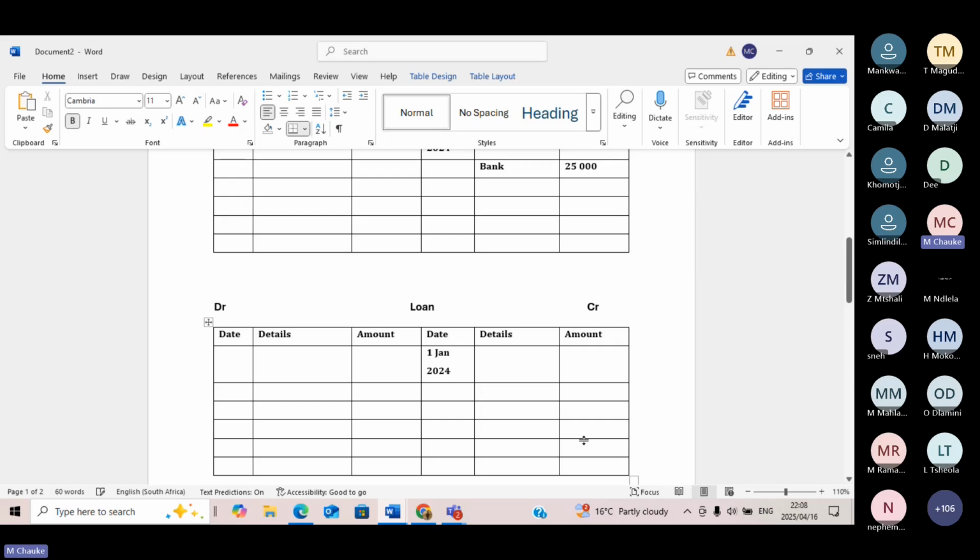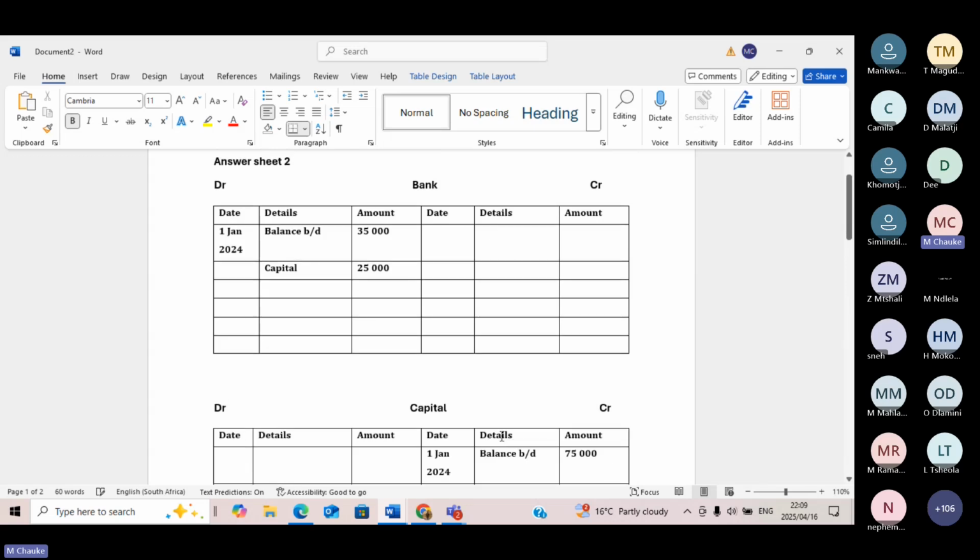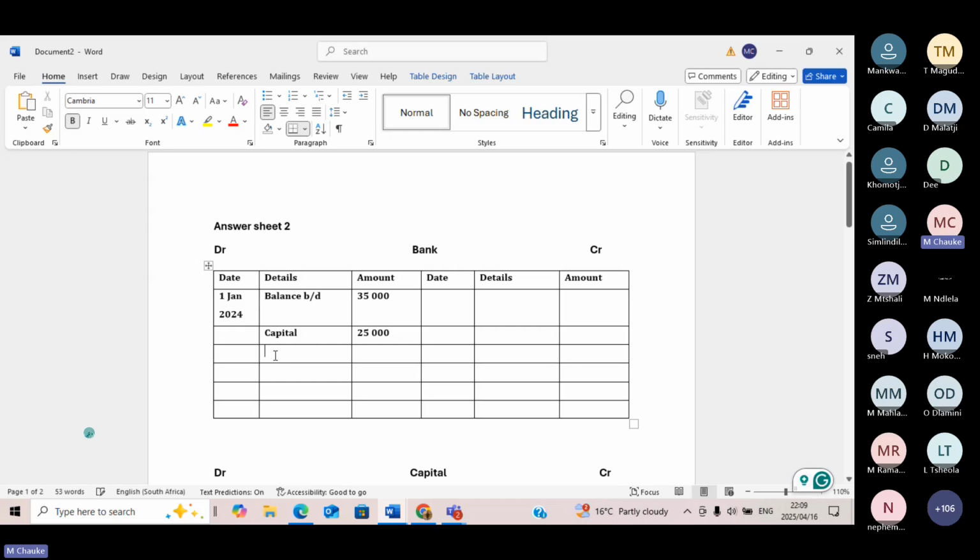Remember, now that you have received the money in the form of a loan, two accounts are affected: bank and loan. So bank is increasing because it's an asset, and assets increase on the debit side. Why is it increasing? There was a loan in. There was money from the loan that came in, of how much? 8,000. Right?